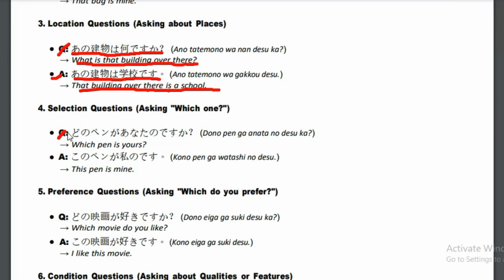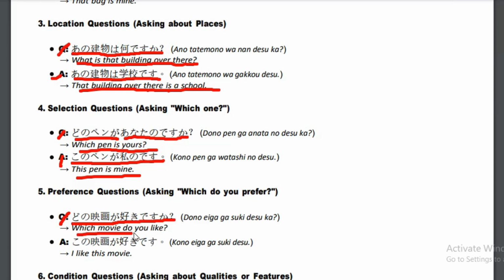Our next question is Dono pan ga anata no desu ka? Means which pen is yours? So the answer would be Kono pan ga watashi no desu. Means this is mine.